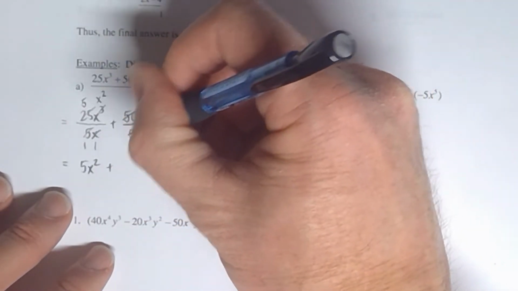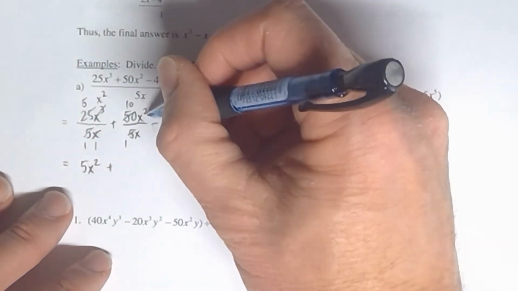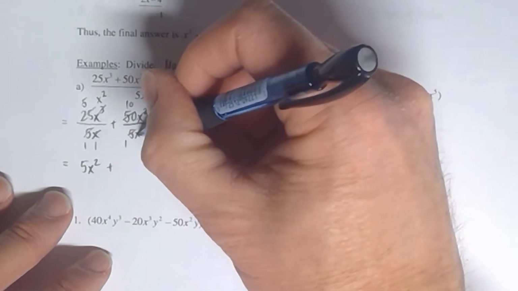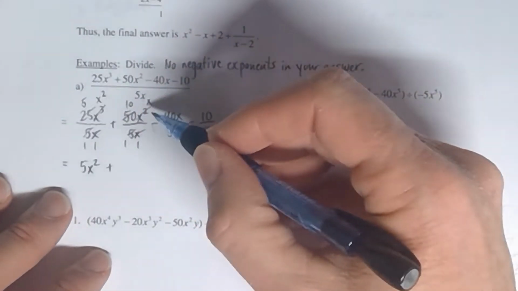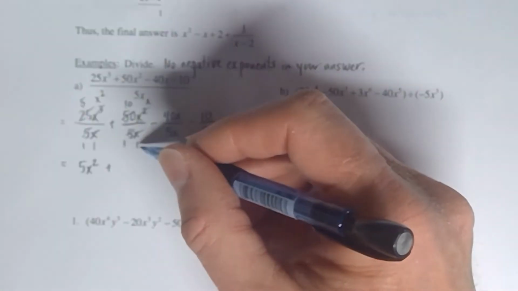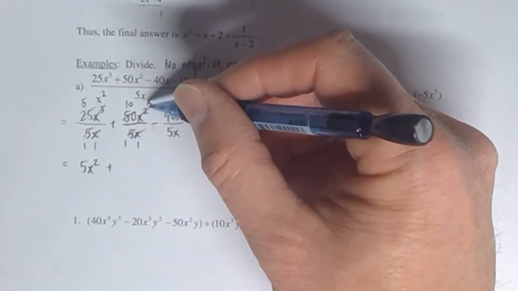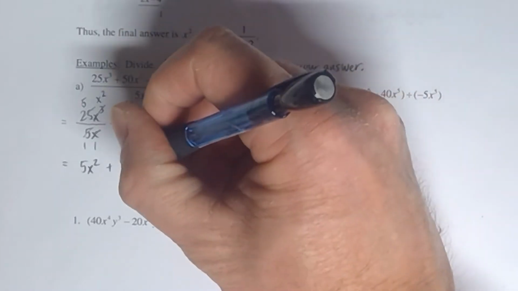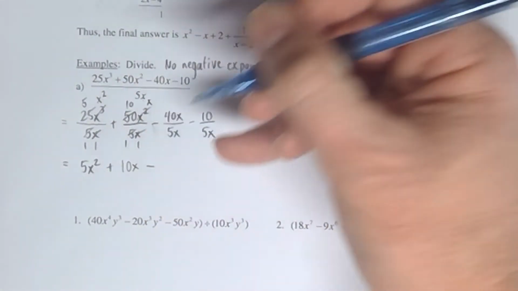Let's do the next one. 50 and 5 is going to be 10 and 1. All right. And then 2 minus 1 on those exponents right there is going to be x to the first. And you put it where the bigger exponent was. Put the 1 where the smaller exponent was, like we said. So we end up with 10 times x over 1 times 1. That would be 10x. Bring down the minus.